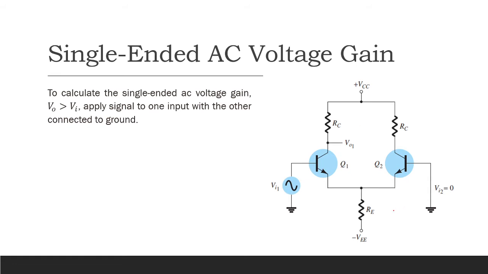This circuit is a single-ended AC differential amplifier. Why single-ended? Because we only have one input on one side, and the other input is grounded. To calculate the single-ended AC voltage gain, we apply a signal to one input and the other to ground. Of course, we expect the output to be larger because amplification will happen.